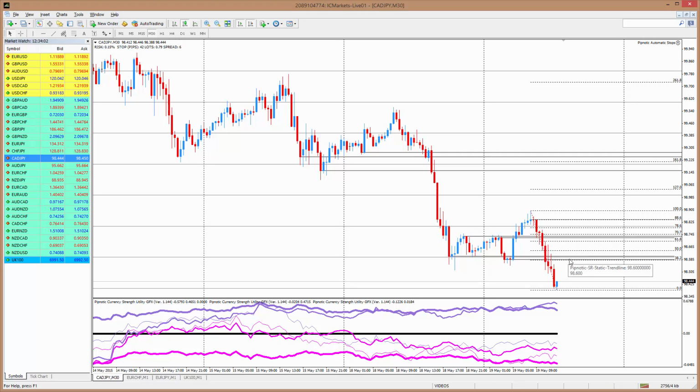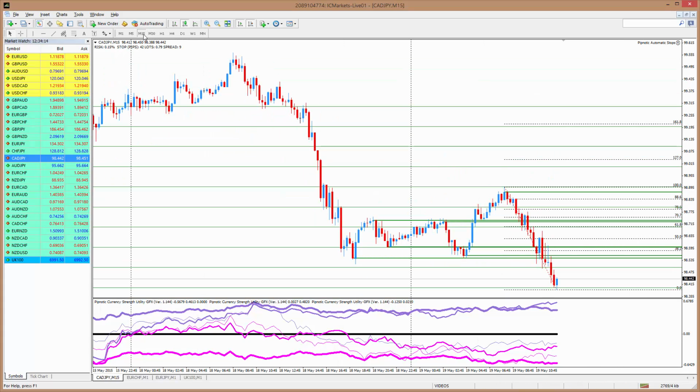So this could be an interesting level for us. It's also a 60 level, which is a nice round number, and so this could be something that we're interested in. Let's have a look here. We can see if we go into the smaller time frame that we'll draw this line in here.